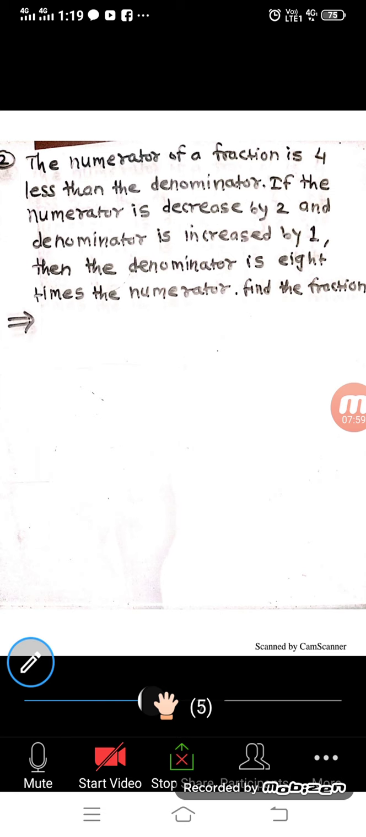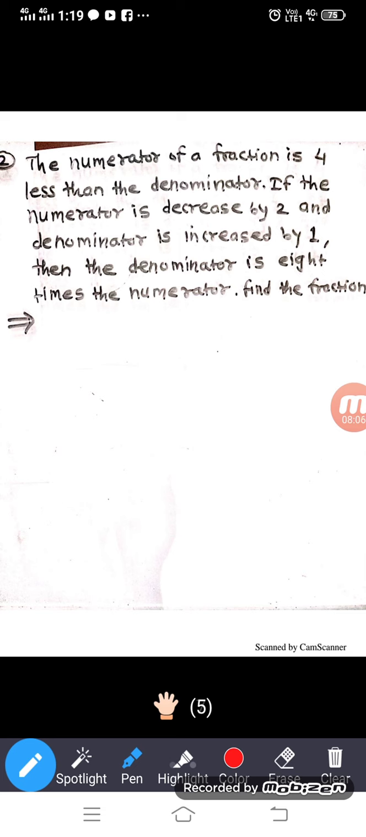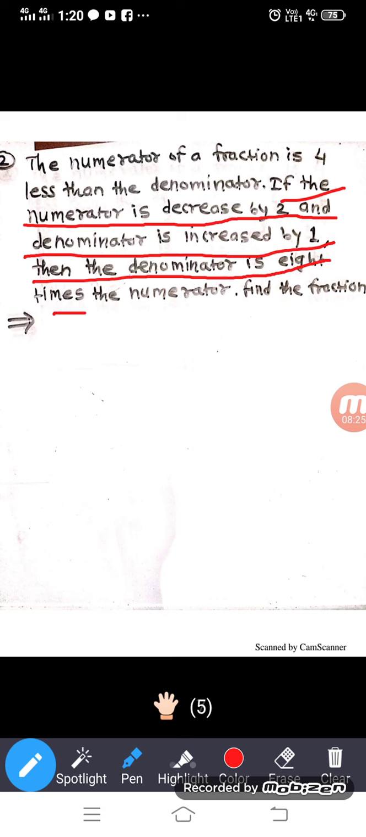In this problem, first determine the two parts of the word problem. First part: the numerator of a fraction is 4 less than the denominator. And second part: if the numerator is decreased by 2 and the denominator is increased by 1, then the denominator is 8 times the numerator. Find the fraction.